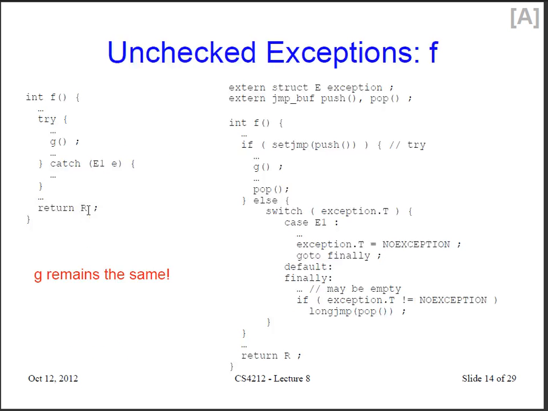So we're going to use the same 3 functions, f, g, h, and we're going to see how the translation proceeds this time. Now, because we can have nested try blocks, we're going to need to implement a stack of buffers. So this jump buffer is a storage area that can hold the state of a procedure call. And we need a stack of them.